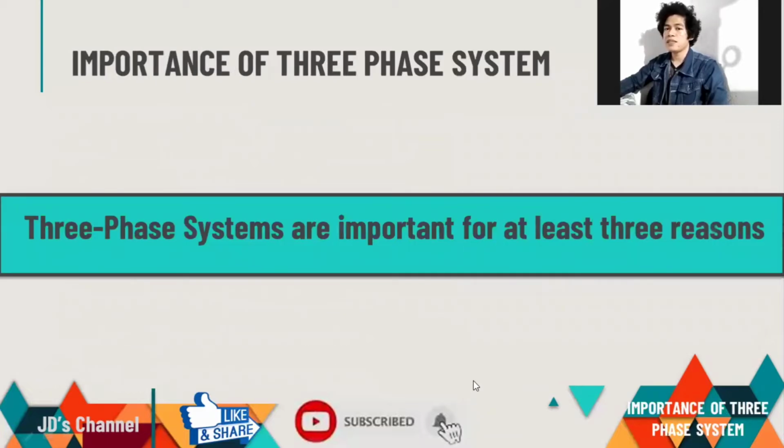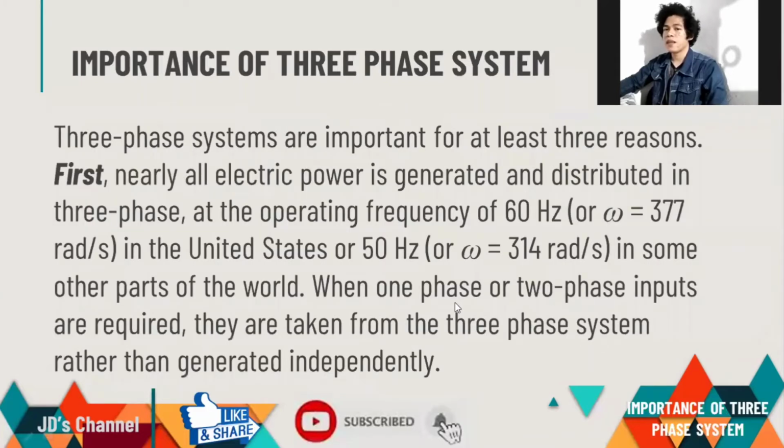Ayan, three-phase systems are important for at least three reasons. So, ano yung three reasons na yan, class? First, nearly all electric power is generated and distributed in three-phase at the operating frequency of 60 Hz or 377 radians per second in the United States. Or 50 naman. Katulad sa atin sa Pilipinas, ang usual is 60.